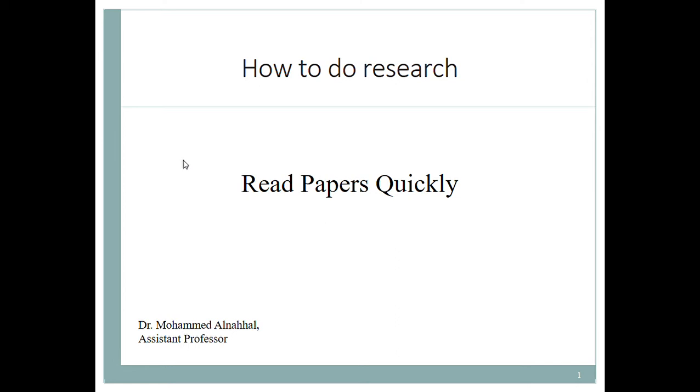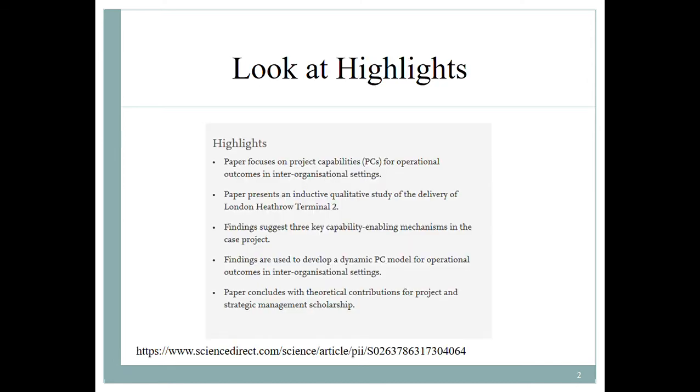So how to do that? There are a lot of hints and a lot of strategies to do that. Let us see at least some of them. At first, you can, of course, look at the highlights, if there are highlights. Sometimes there are no highlights for that paper, for example, in that journal, but sometimes you can use these highlights if they are there.